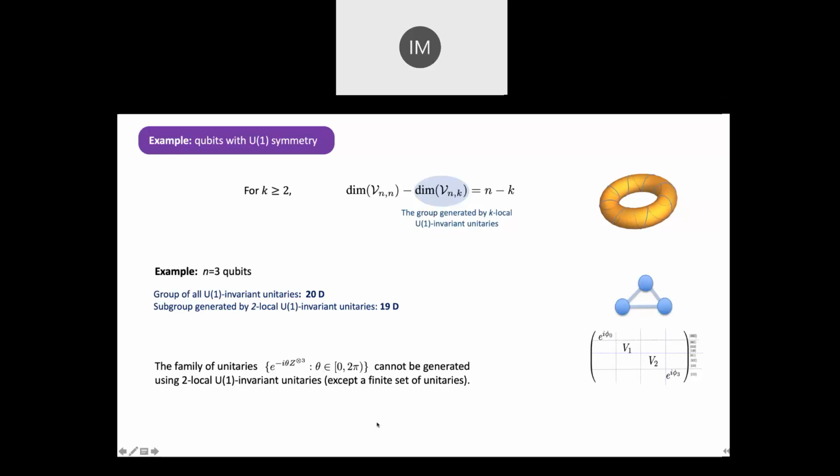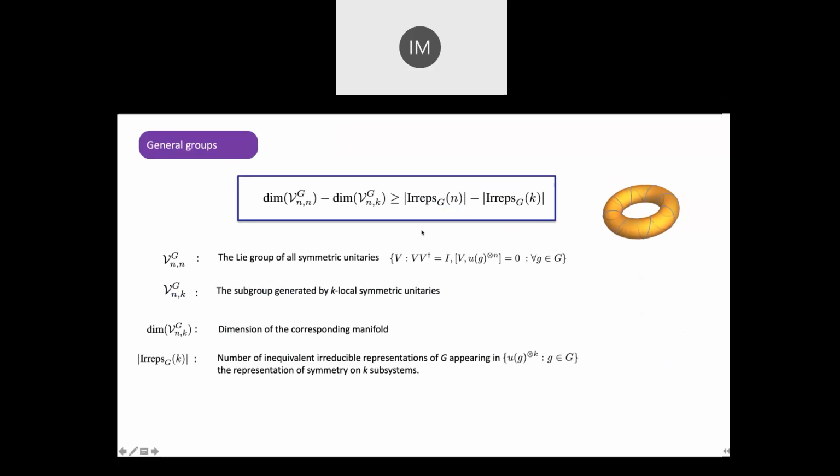Now, this was for U1 symmetry. For general groups, you can establish a bound like this. So I have to define some notation here. V_{n,G} is the group of all symmetric unitaries, the group of unitaries that commute with U_G tensor n. So I am imagining that I have n subsystems or n qudits, all with the same dimension and the same representation of symmetry, and V commutes with U_G tensor n.